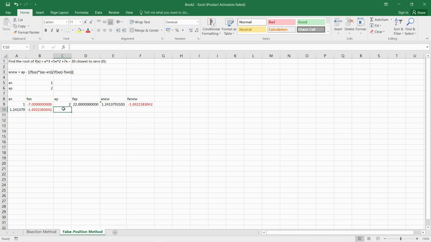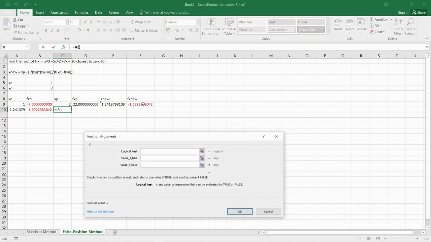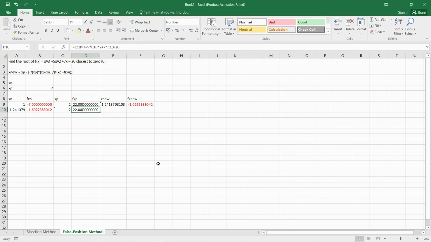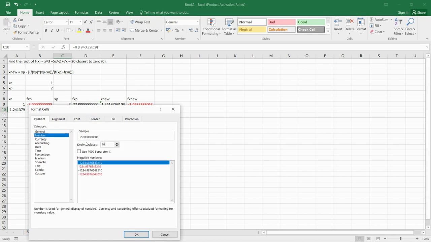Then for our xp, we will also use the if function. If f of x nu is positive or greater than 0, we'll use xp equal to x nu. Otherwise, that will be equal to the previous value of xp. And let's copy this one and this one. Let's format it to 10 decimal places.